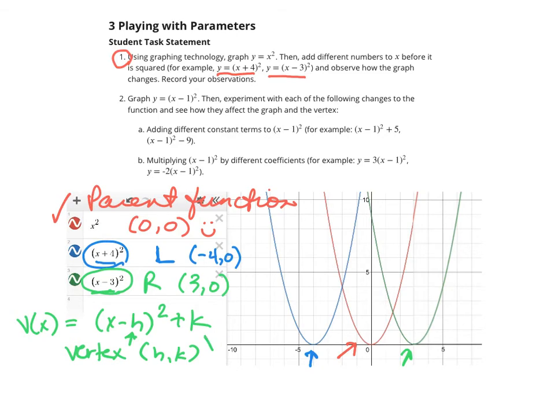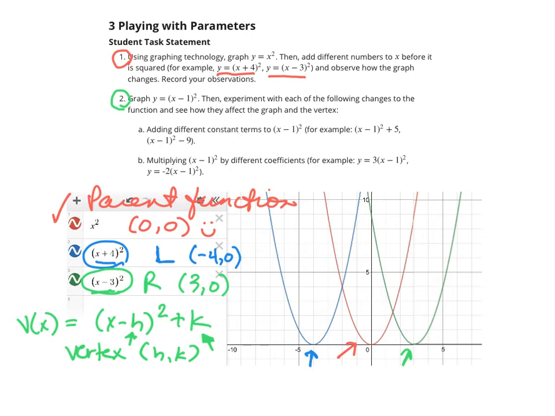Notice we have not done any k's, which goes up or down. H goes left or right, k goes up or down. H is the horizontal, right? Left or right, and k is up or down. I don't know how to compare the k to up or down, but h is horizontal. All right, let's try number 2.